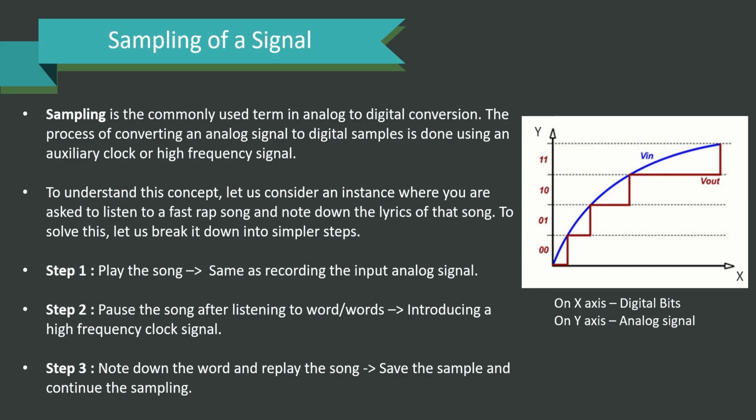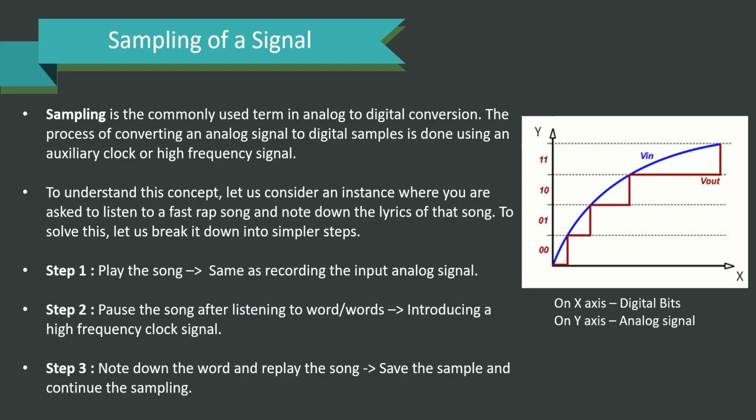So how do you do it? Step 1. Play the song. It is same as recording the input from some analog sensor. Step 2. Pause the song after listening to a few words or a word. Introducing a high frequency clock signal can be related here. Step 3. Note down the word and replay the song. Here it is equivalent to saving the sample and continuing the sampling.